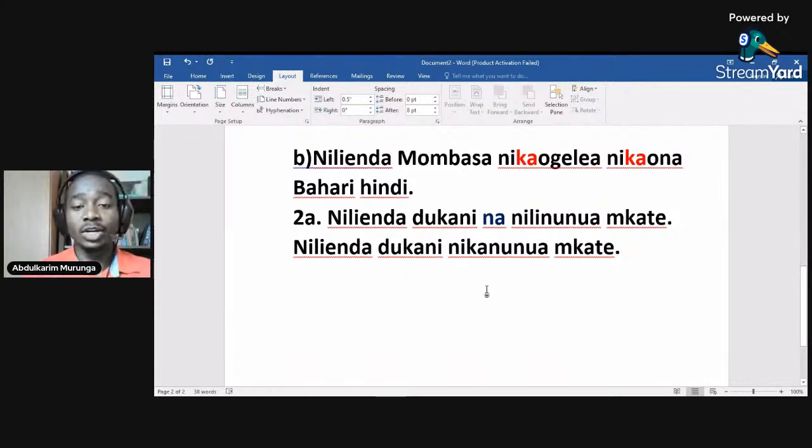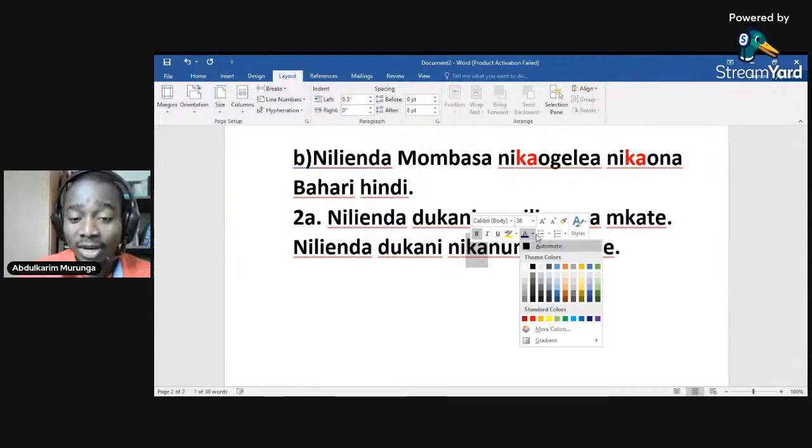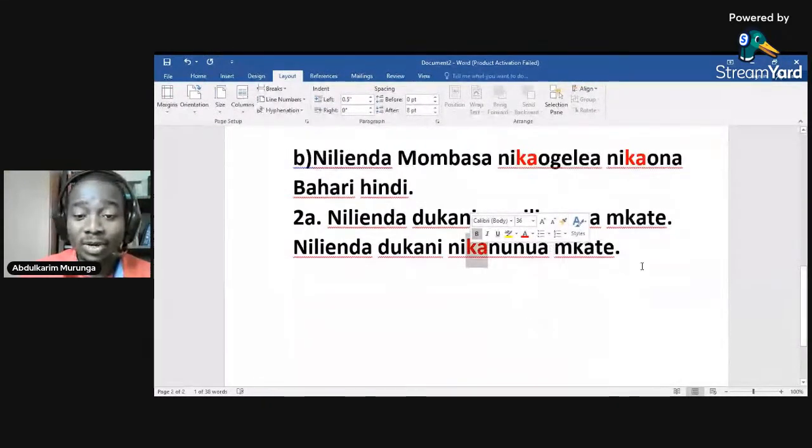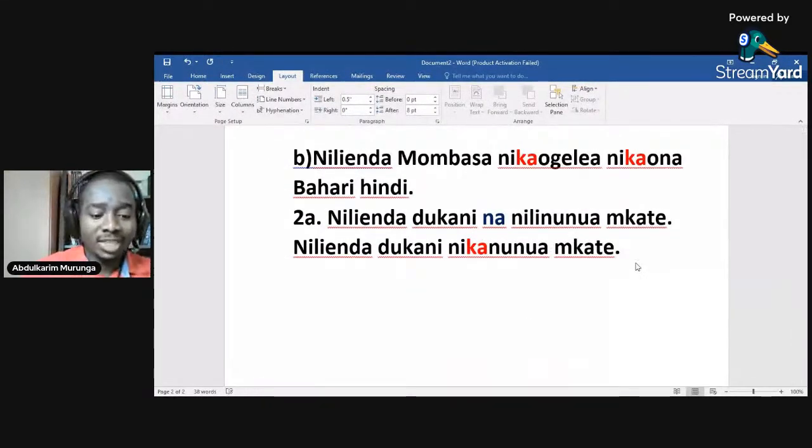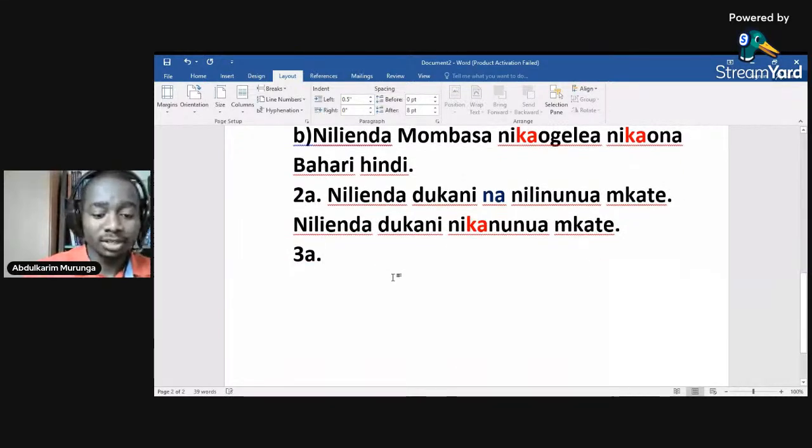Mkate. Yeah. So you can also replace this now with halafu. Nilienda dukani, halafu nilinunua mkate. So instead of saying halafu or na, just say nilienda dukani nikanunua mkate. Nilienda dukani nikanunua mkate. The third example is for you. Try to write this one here.